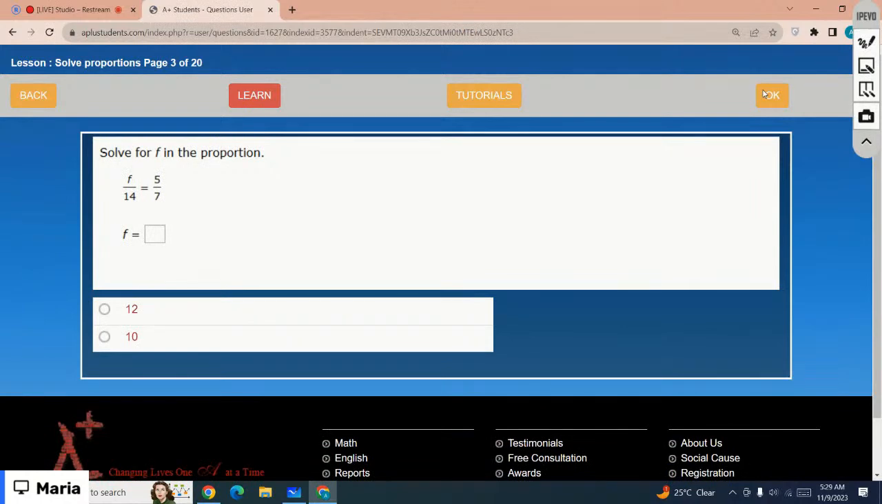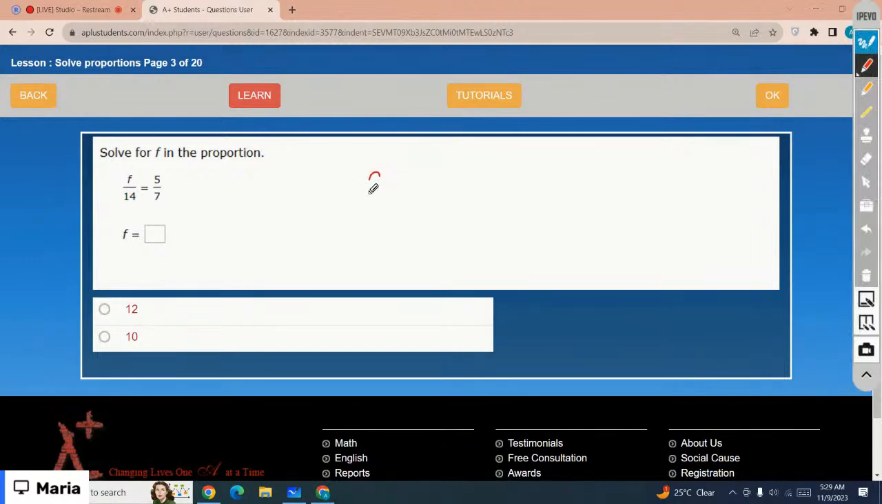Okay, the next one is solve for f in the proportion. So just isolate the variable f. That would be f equals 5 times 14 over 7, since 14 is multiplied to the other side. So 7 times 1 is 7 and 7 times 2 is 14. So 5 times 2 equals 10. Got it? That means the correct option is 10.